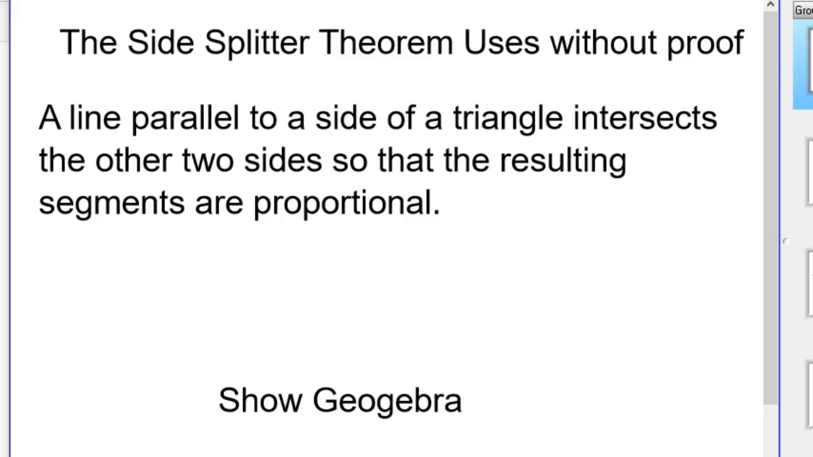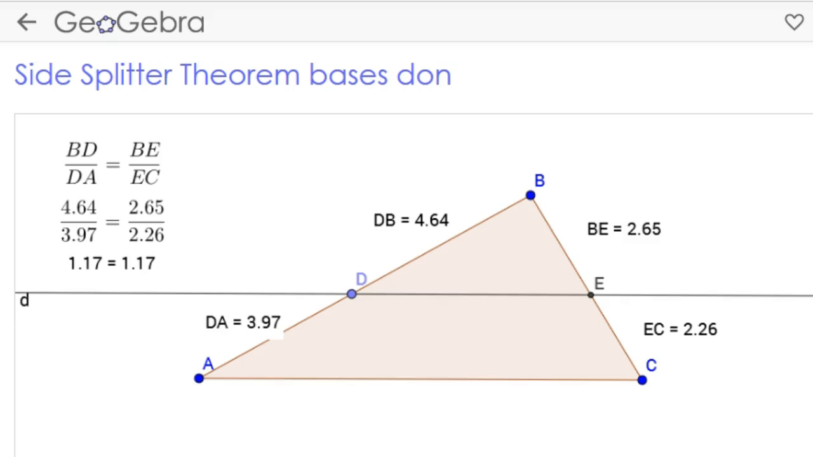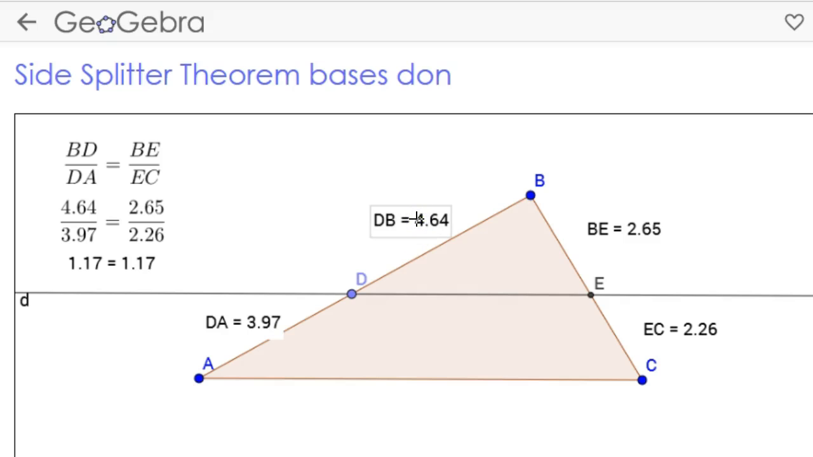Well, what we have here is a little app that would show you what it means. So DE in our case is parallel to AC, and that means that BD over DA is equal to BE over EC. And I have the lengths of each of those sides, DB, DA, BE, and EC, and right below that, I have what each of those sides divided by each other is.